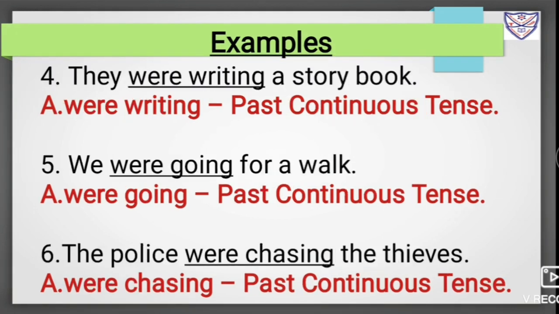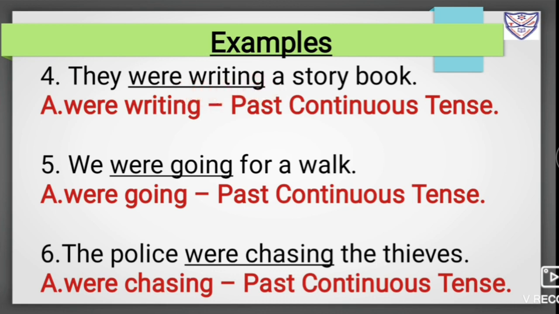Number 4, they were writing a storybook. Now over here the subject they is said to be in the plural form. Therefore the helping verb, which is "were", is also in the plural form. After this helping verb we have a verb plus ing, that is write plus ing will become writing.